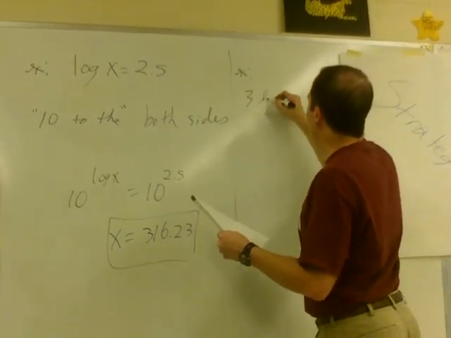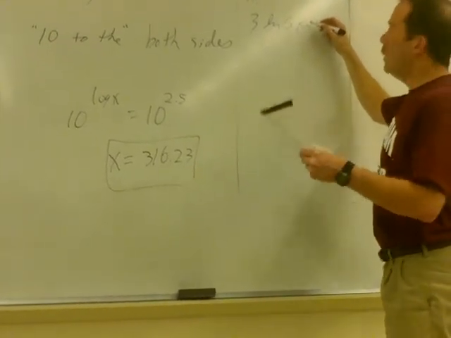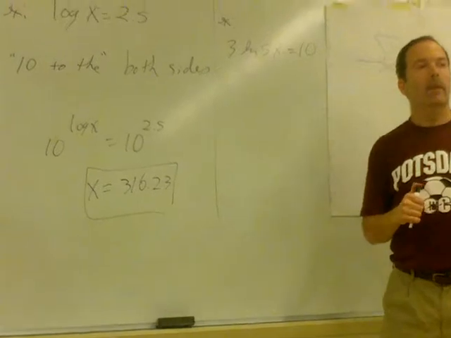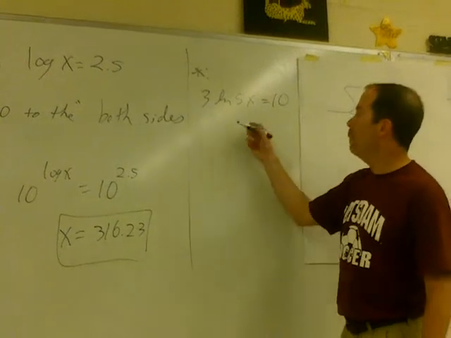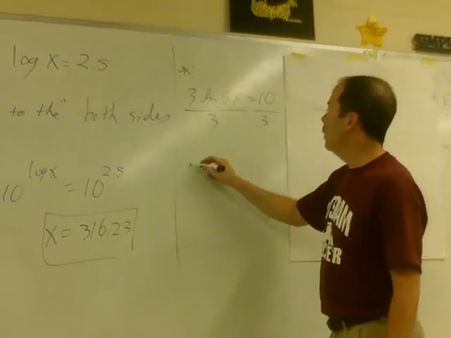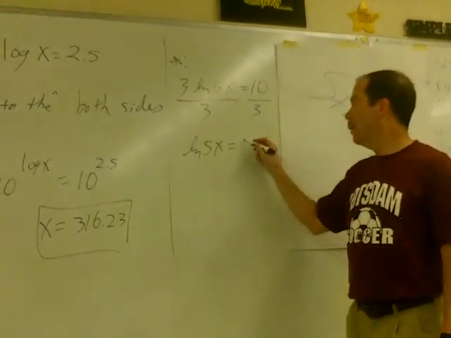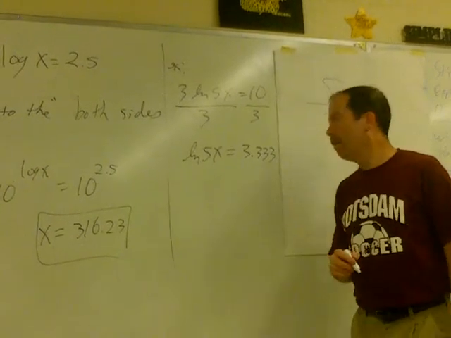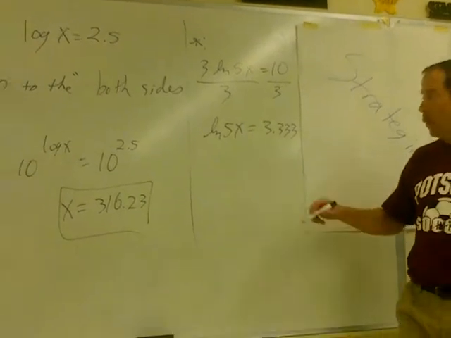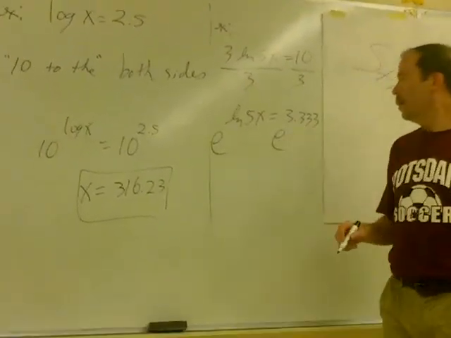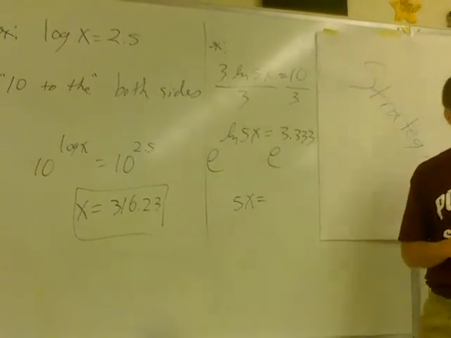So here it is: 3 ln 5x equals 10. First thought, divide by 3, because we want to simplify and isolate the natural log. ln 5x equals 10/3, which is 3.333 repeating. And then we will raise both sides by e. So e to the ln 5x, the e and the ln cancel each other off, and we have 5x equals e to the 3.333 repeating.